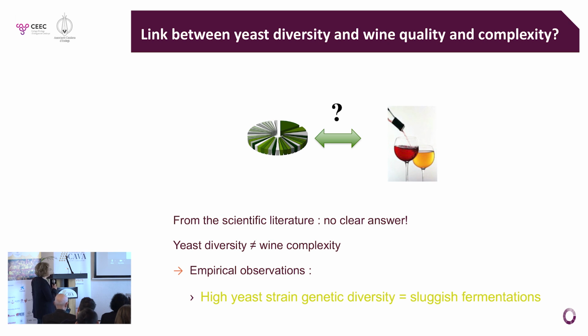One thing we know from empirical observation is that when you have high genetic diversity of Saccharomyces cerevisiae strains during the alcoholic fermentation, it can sometimes lead to sluggish fermentations, probably due to interaction between all the strains that could develop during the alcoholic fermentation, for nutrients, for colonization of the medium, and as a result, we have a slow fermentation, could be sluggish and stuck fermentations.